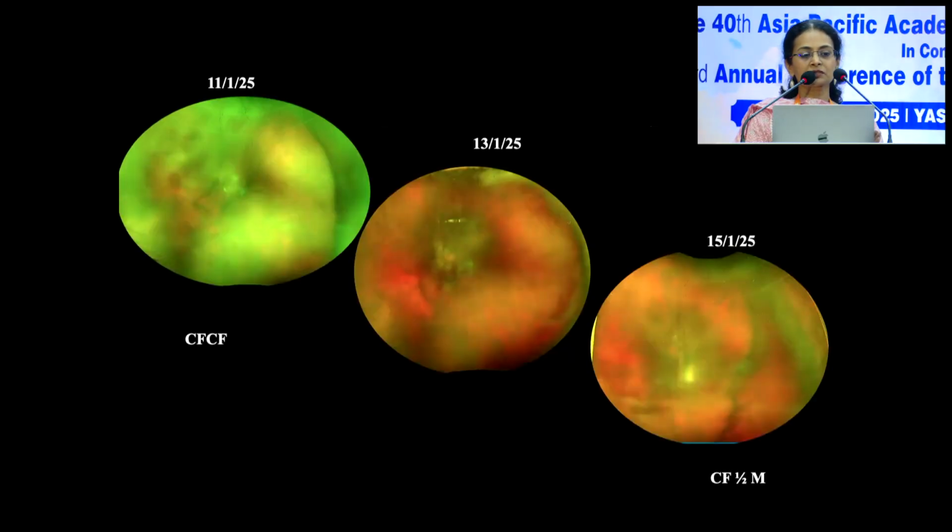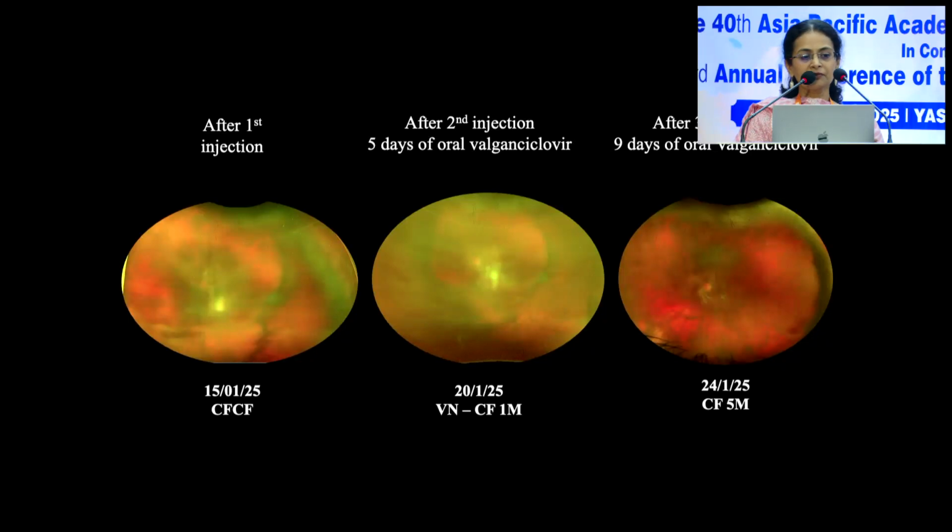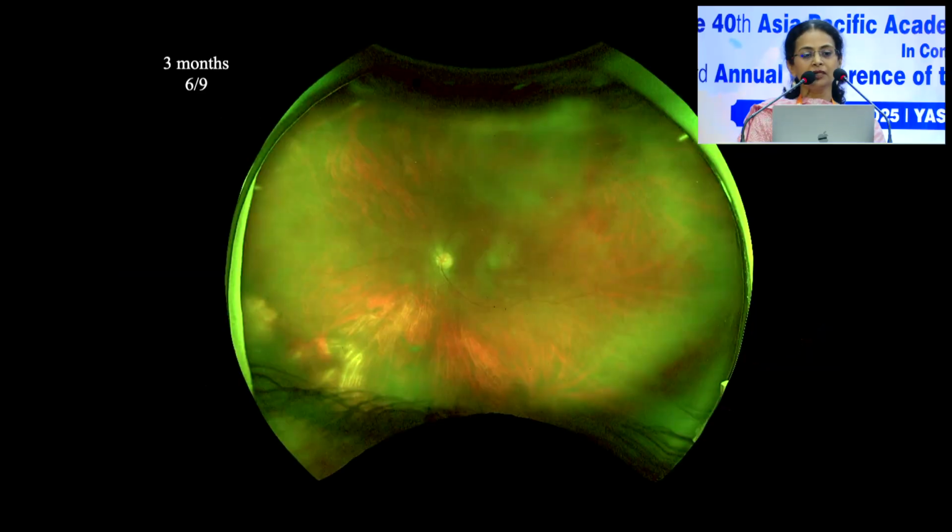So this was his progress from counting fingers. He improved to counting fingers half meter within 4 days after oral and intravitreal Valgan. After first injection, second injection, and 9 days of oral Valgan, his vision improved to counting fingers 5 meter. And this was his latest follow-up. At 3 months, his vision is now 6/9. He's on maintenance dose of Valgan.